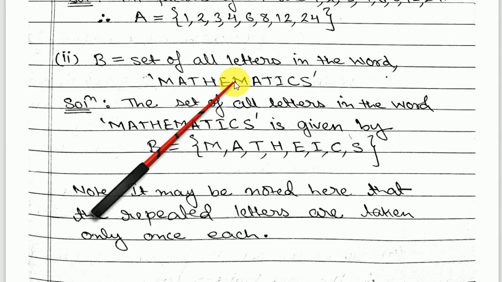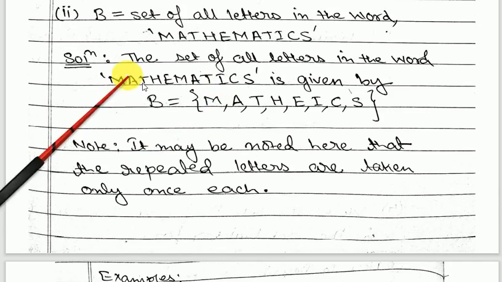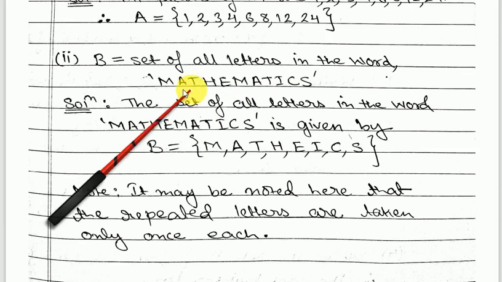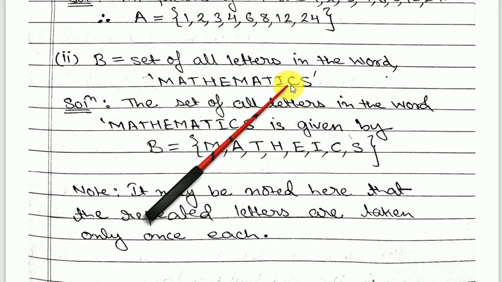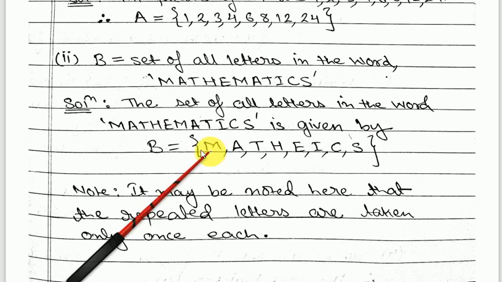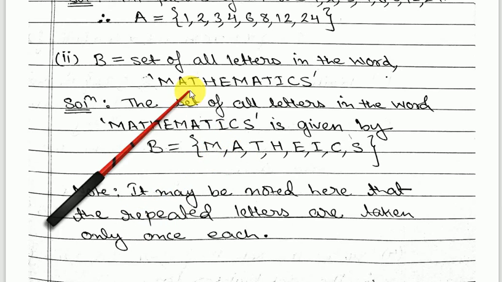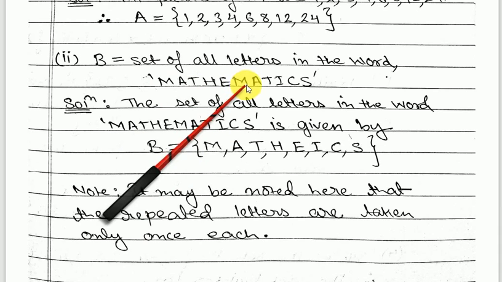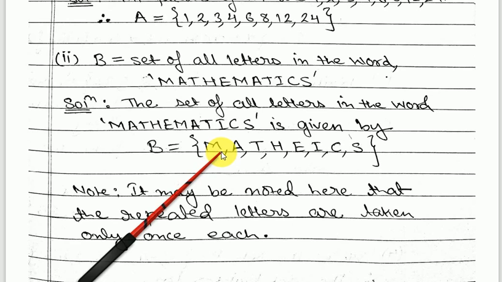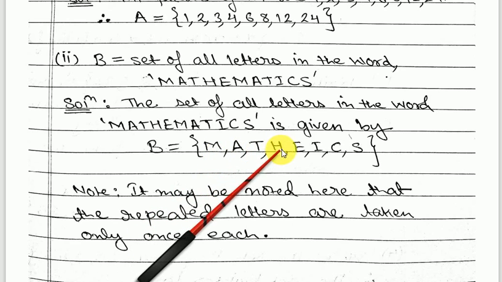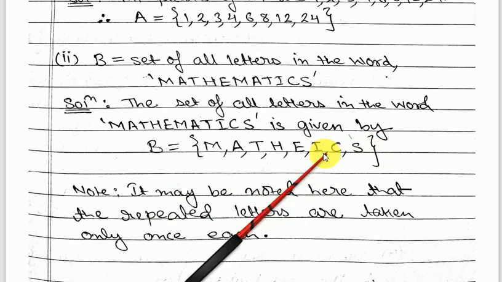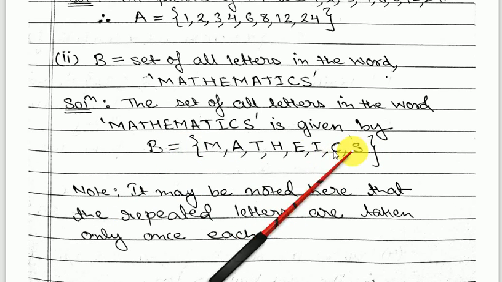Here we can see that the word mathematics consists of these letters: MATHEMATICS. But when we are writing in set form, roster form, we will not repeat any letter. Though M is appearing two times over here, in the set we'll write it only once. So M, A, T, H, E, I, C, S. So B equals this. This is in the roster form. It may be noted here that the repeated letters are taken only once each.